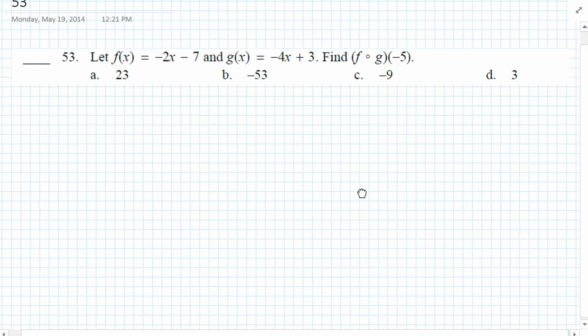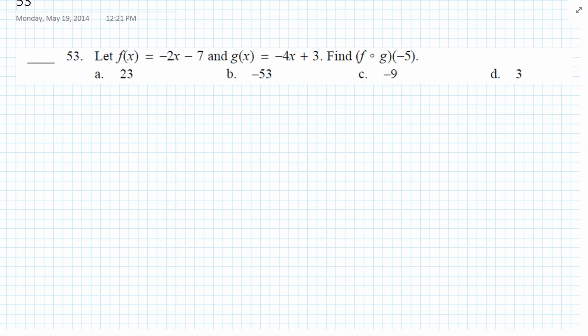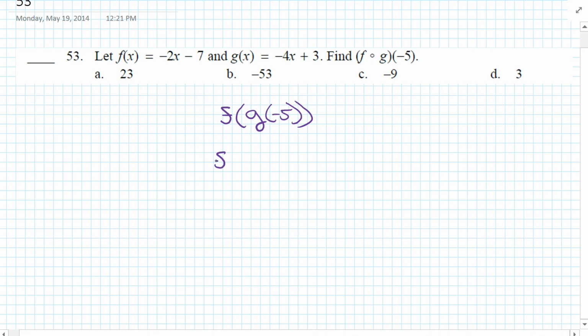53. Let f of x equal negative 2x minus 7 and g of x equal negative 4x plus 3. Find the composite of f of g of negative 5. Okay? So what this is saying is f of g of negative 5. So what's the g of x? So it's going to be negative 4 times negative 5 plus 3.